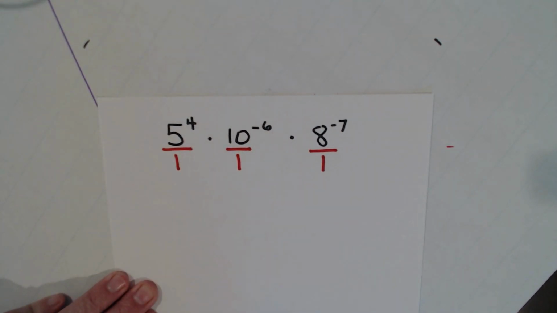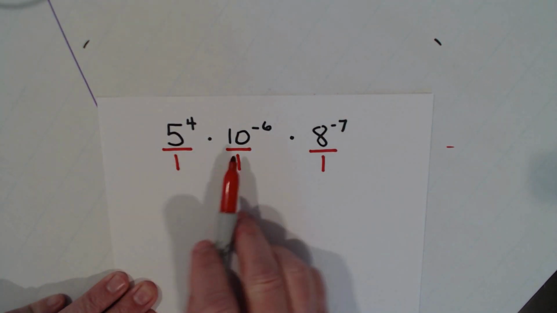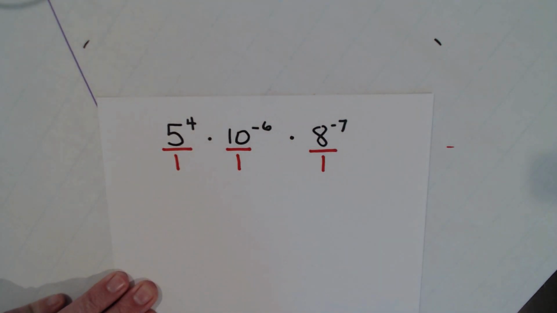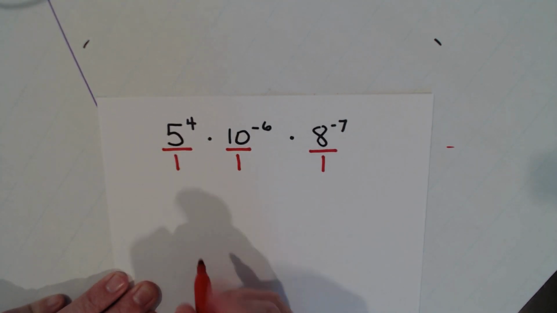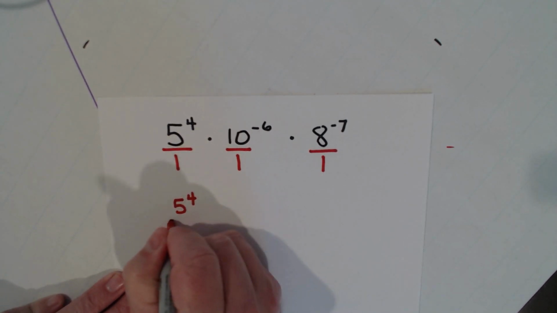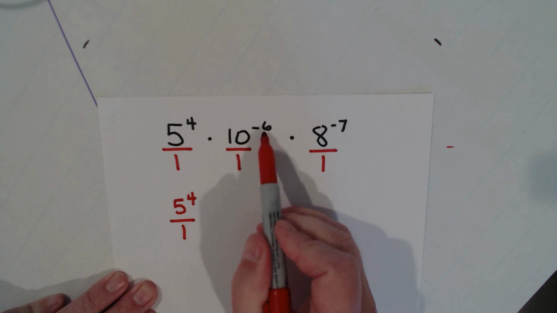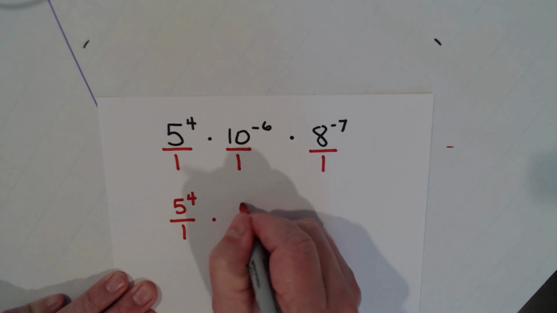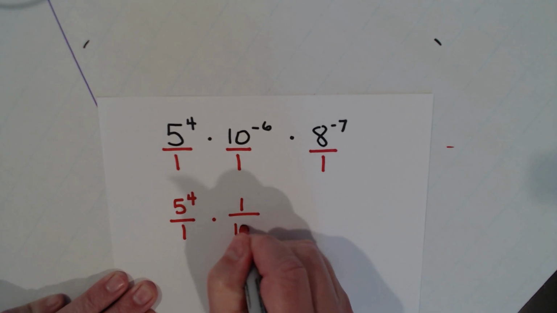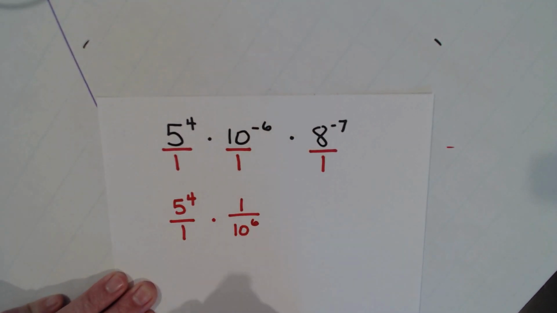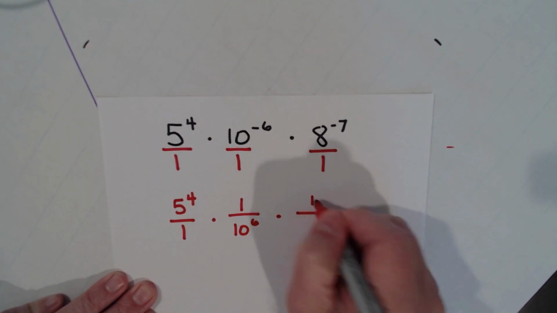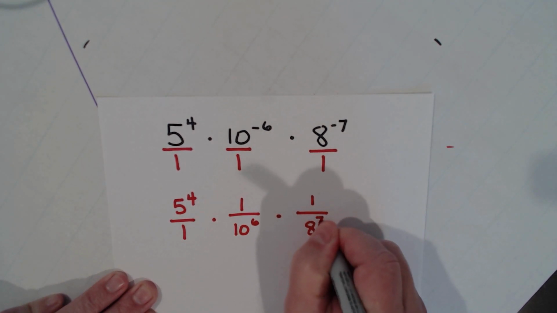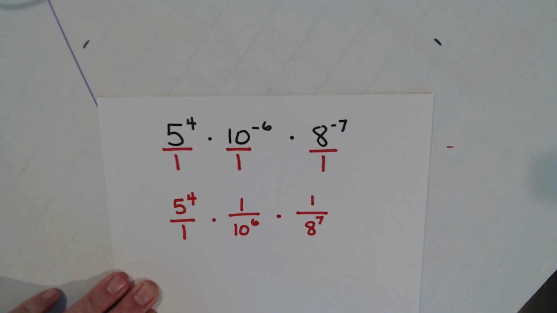Because in a minute I'm going to have to multiply all these fractions together, because some of these numbers, the 5, the 10, and the 8, stay in the top. Some of them need to be moved into the bottom. This one, no negative exponent, it's going to stay the same: 5 to the 4th over 1. This one, since it has a negative exponent, I'm going to flip. Put the 1 in the top, 10, now that I flipped it, to the positive 6th power. Times, I'm going to flip this one, put a 1 in the top, 8 to the 7th power in the bottom. And now I'm simply going to multiply all these fractions together.